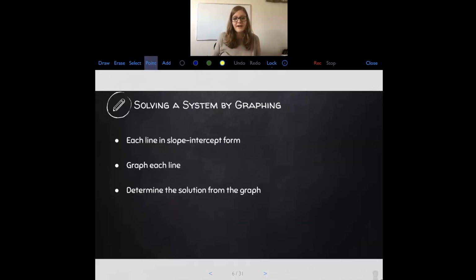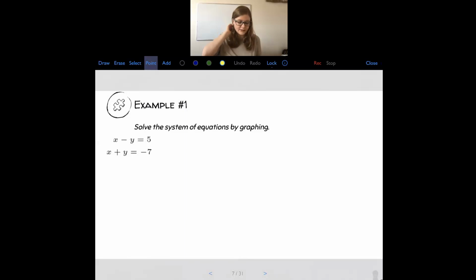First, I would advise to make sure that each line is in slope-intercept form so that we can graph the line using the slope and the y-intercept. We'll graph each line and then we'll determine where they intersect, or the solution, from the graph. So example 1, solve the system of equations by graphing. We have x minus y equals 5 and x plus y equals negative 7.